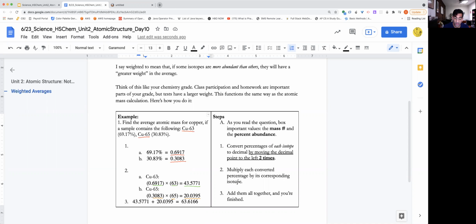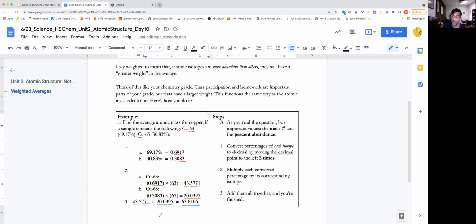So I've multiplied them and I've gotten the products. Those products, all I need to do is take them and add them together, and I'm going to get my weighted average, or my average atomic mass for copper. So here you have it on the final line. I take the first thing that I calculated, which is 43.5771, and I add it to the second thing, which is 20.0395. And I have my final answer, which is 63.6166. And that is all there is to it.